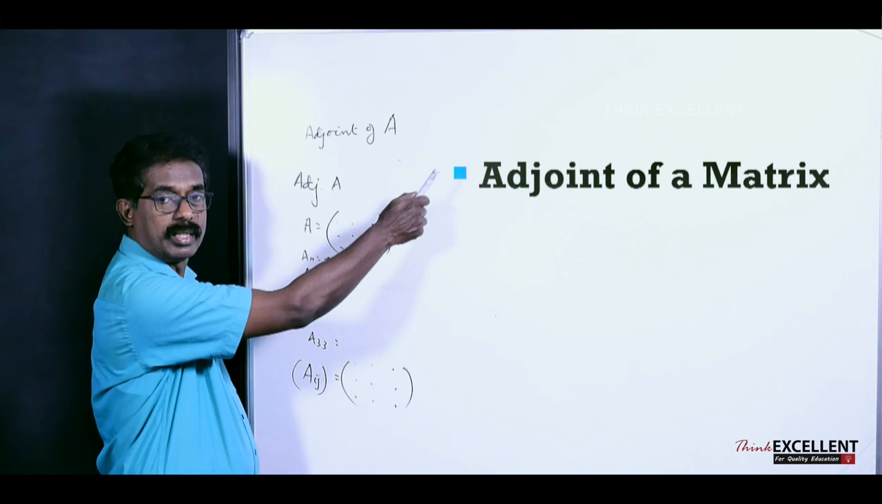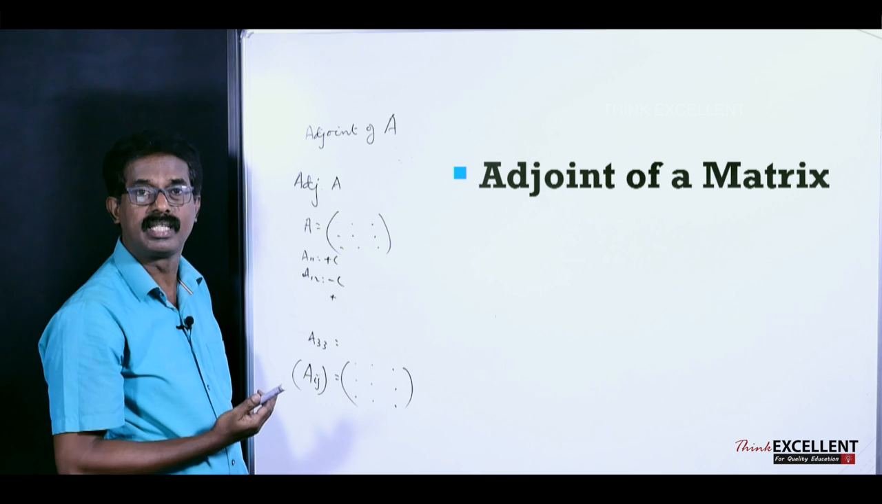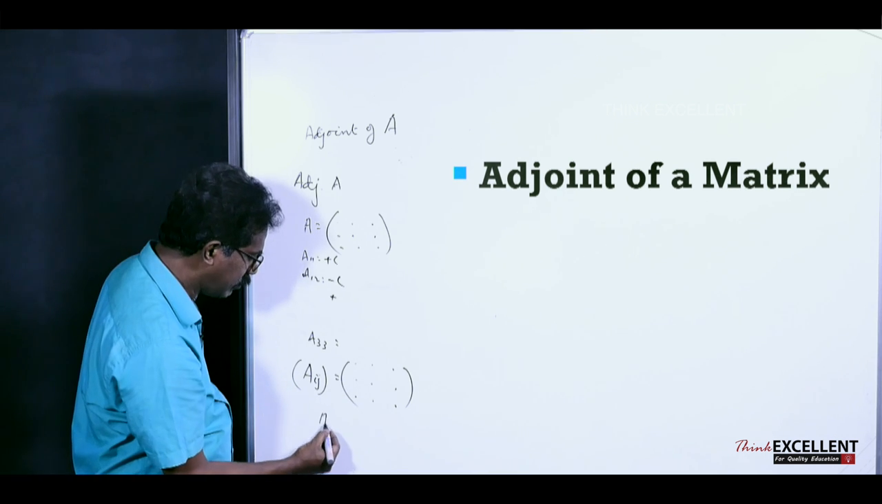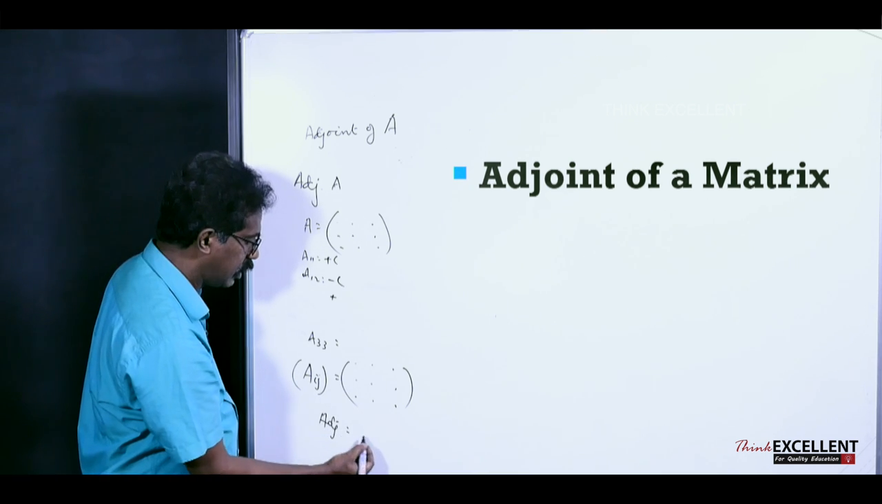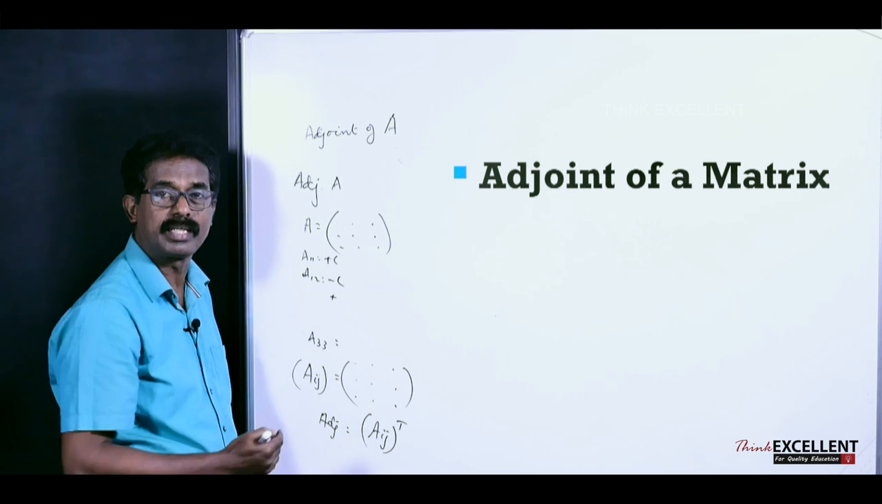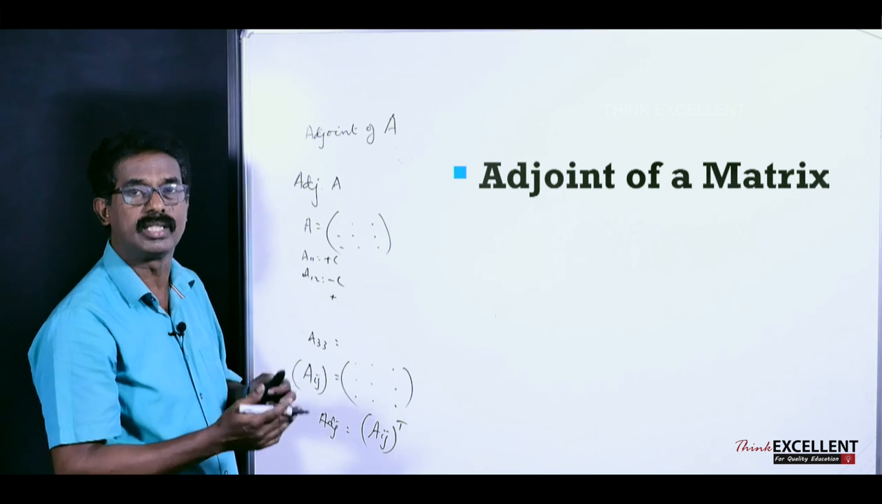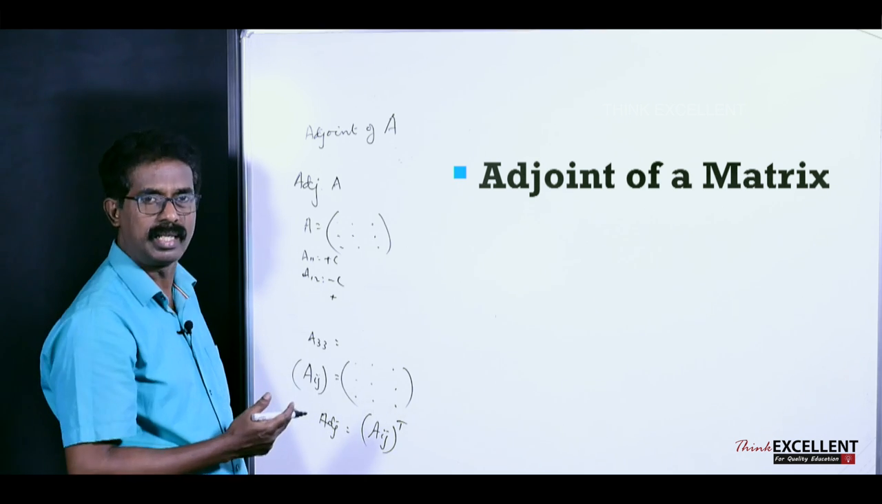But we want to find the adjoint. So the cofactor matrix is given. Now adjoint is very simple. You take the transpose of this cofactor matrix. What is transpose? Interchanging rows and columns. All of you know how to write the transpose.